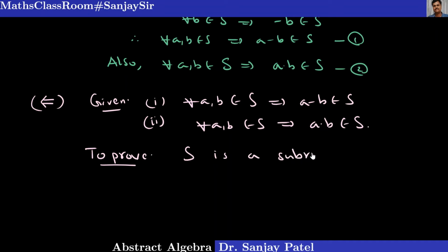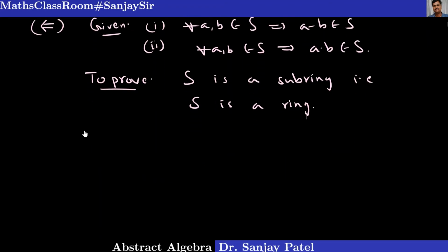What is to prove? S is a subring. That means I must prove S itself is a ring. So we must check all the 8 axioms which we write in the definition of ring. So first condition is already there. So let me write this way. First thing, by 1 I can say it is given already that for every a and b belonging to S, I have a plus b also belongs to S.